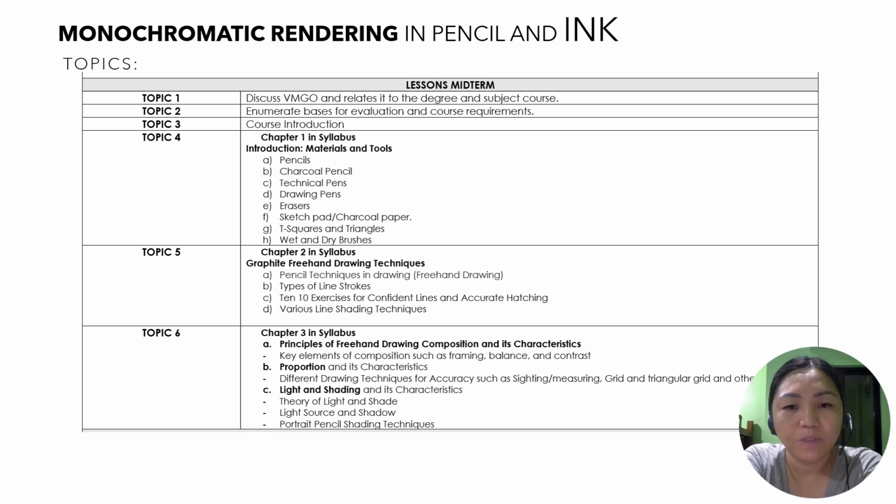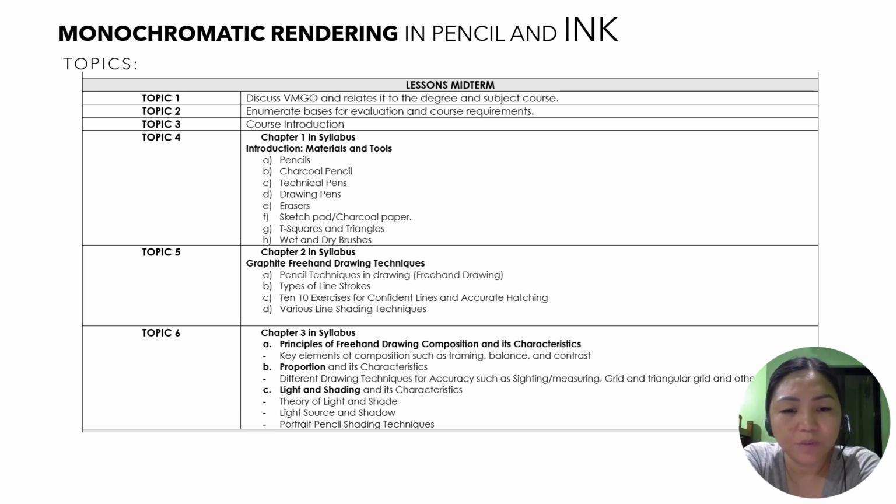So here are our topics for the midterm. We have three topics here. In chapter 1, we'll be discussing your materials and tools like your pencil, your charcoal pencil, technical pen, your drawing pen, your erasers, sketch pad, your charcoal paper, T-squares and triangles, and then we'll have your wet and dry brushes. On chapter 2, we'll have your graphite freehand drawing technique, with subtopics: pencil technique in drawing, the types of line stroke, and 10 exercises for confident lines and accurate hatching, and various line shading techniques.